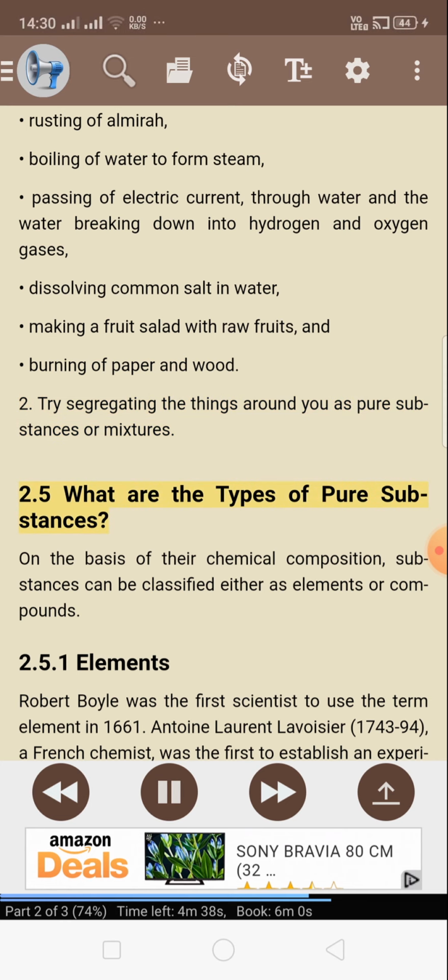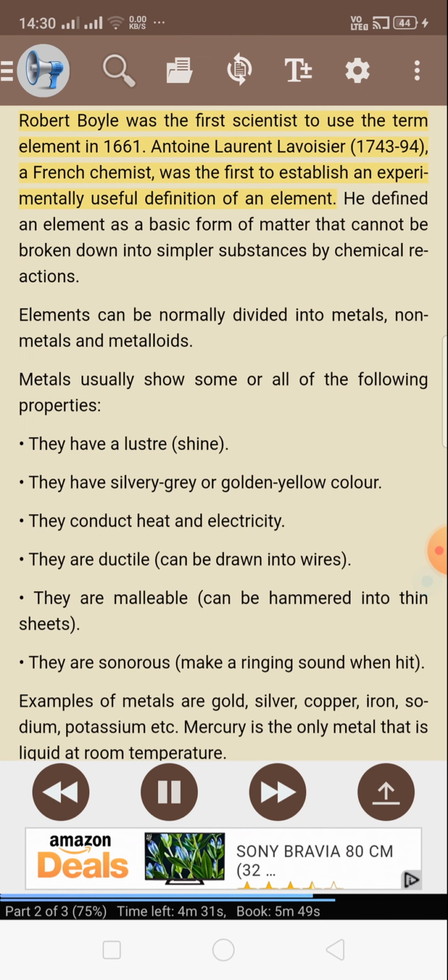2.5 What are the types of pure substances? On the basis of the chemical composition, substances can be classified either as elements or compounds. 2.5.1 Elements. Robert Boyle was the first scientist to use the term element in 1661. Antoine Laurent Lavoisier, 1743-94, a French chemist, was the first to establish an experimentally useful definition of an element. He defined an element as a basic form of matter that cannot be broken down into simpler substances by chemical reactions. Elements can be normally divided into metals, non-metals, and metalloids.